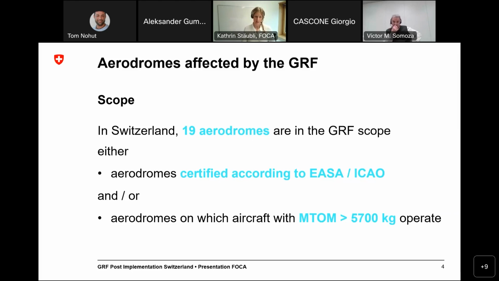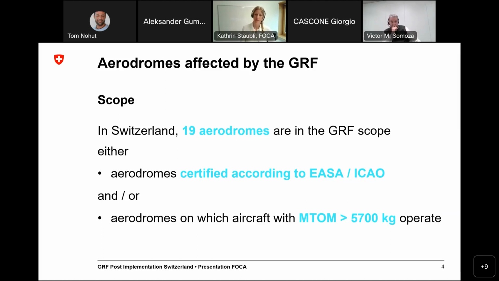And the second criteria was that aerodromes on which aircraft take off and land with a maximum takeoff mass of more than 5,700 kilograms are also included in the scope. We decided for this criteria because we talked to several experts and we came to the solution that these 5,700 kilograms is about the mass of the also small business jets, and they use the GRF information, so we included also those aerodromes.